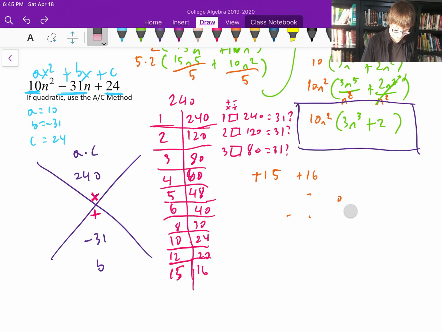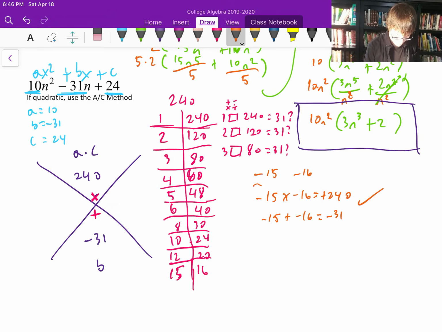If I chose negative 15 and negative 16, negative 15 times negative 16 equals positive 240. Sorry, quick correction there. And negative 15 plus negative 16 equals negative 31. So that's good. These are our numbers now. These are our special numbers.